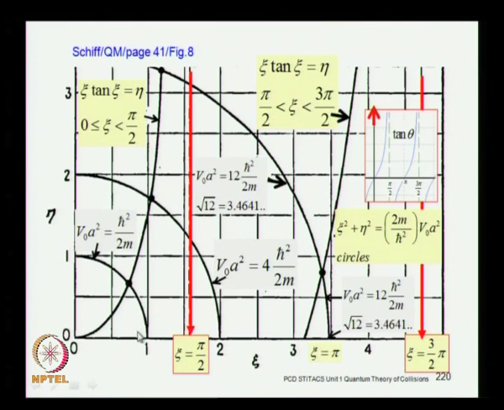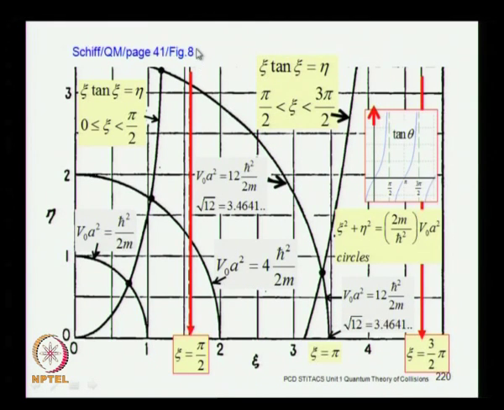You can see there is one circle, second circle, third circle, and these circles are of three different radii: xi equal to 1, xi equal to 2, xi equal to 3.5, or actually 3.46. It is the square root of 12 which has been used in this figure. This is a figure which I have taken from Schiff's quantum mechanics. So, this is the reference for this figure.